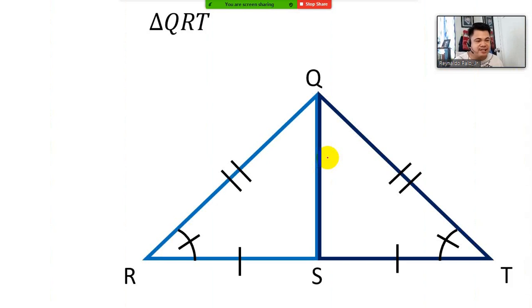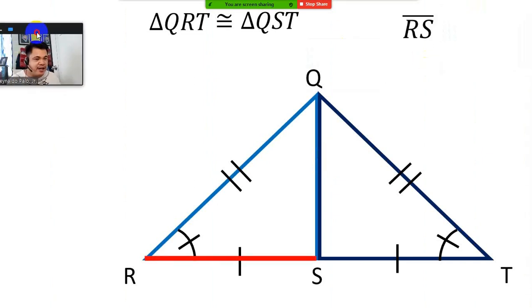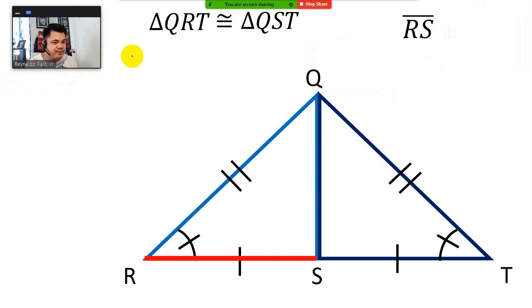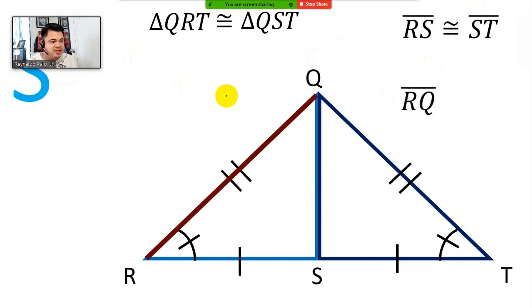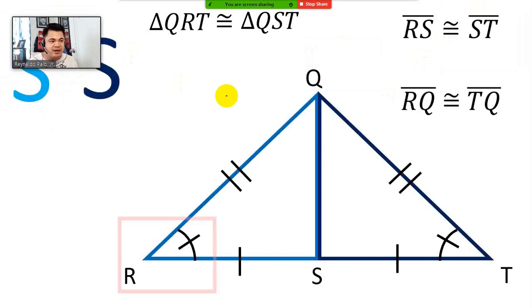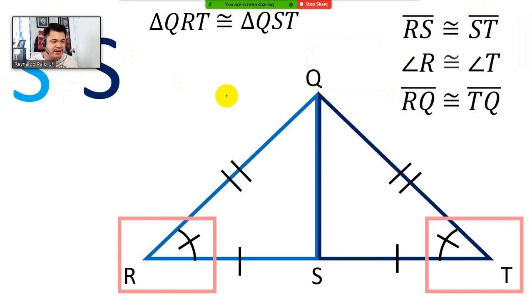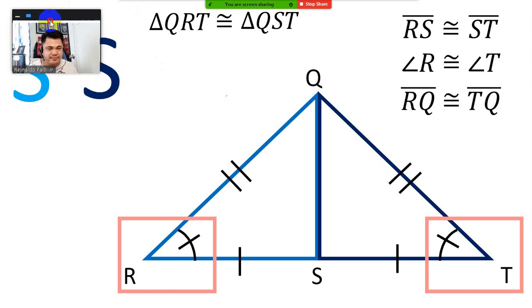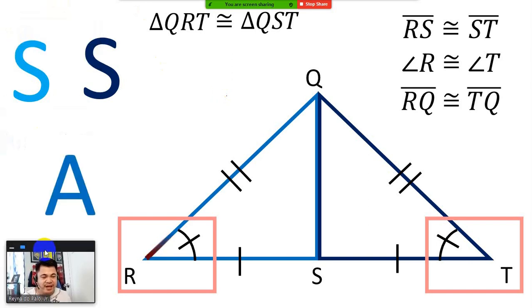So let's prove that triangle QRT is congruent to triangle QST with the SAS postulate. Alright, so segment RS is congruent to segment ST. Then segment RQ is congruent to segment TQ, and angle R is congruent to angle T. So therefore, we can say the triangle QRT is congruent to triangle QST under the SAS postulate.